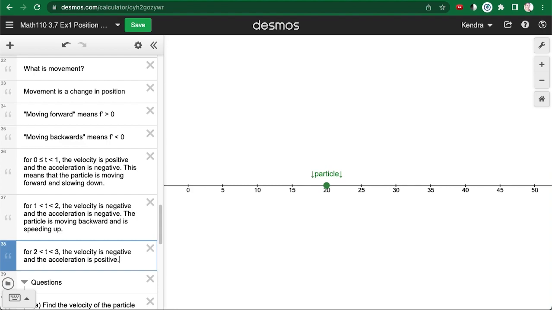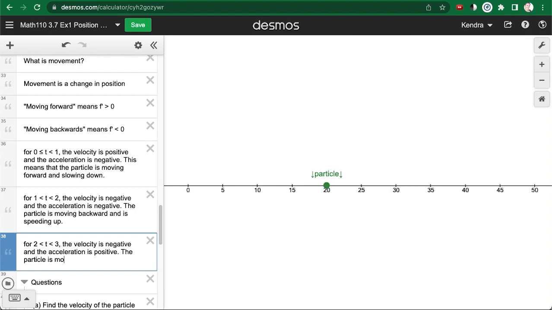Okay, so think about what this means. The velocity is negative. That means that the particle is moving backward, because the velocity is the change in position. So the position is decreasing. Okay, so if the velocity is negative, then the particle is moving backward.